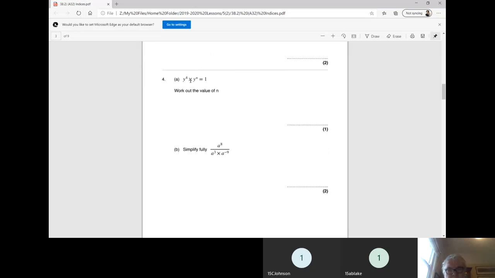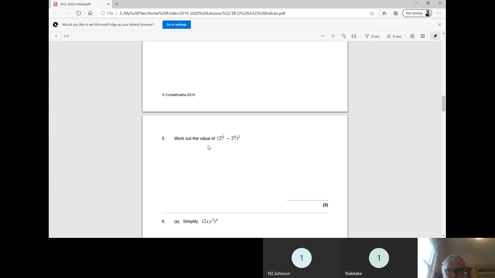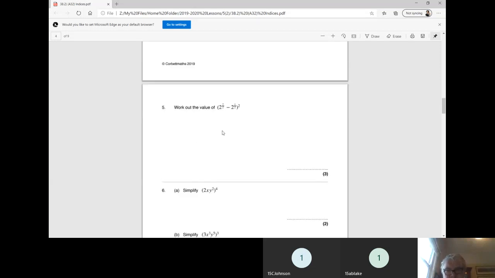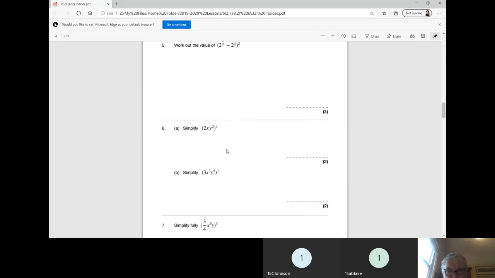So here, number 4, when we're multiplying, we add the powers. So 4 add n has got to give you 1. 4b we covered. Yes, 5's a tricky one. I think with 5, when it says work out, that would be a calculator question. So I'm not overly worried about that because we're subtracting here. So this isn't one where you're multiplying or dividing. So if you try question 5, just either ignore it or get your calculator out and use it as a calculator question.